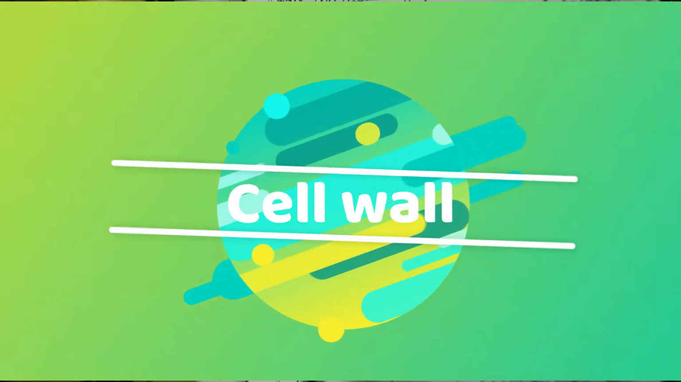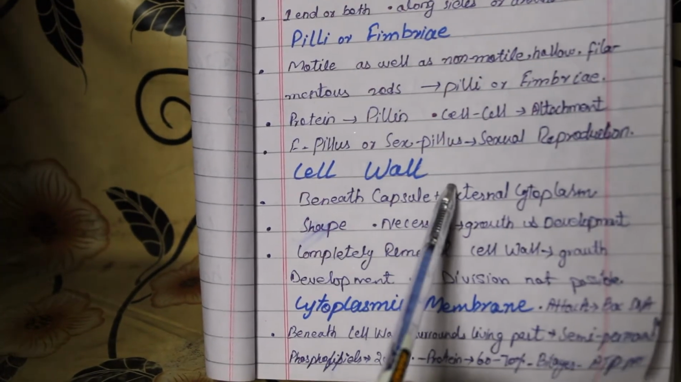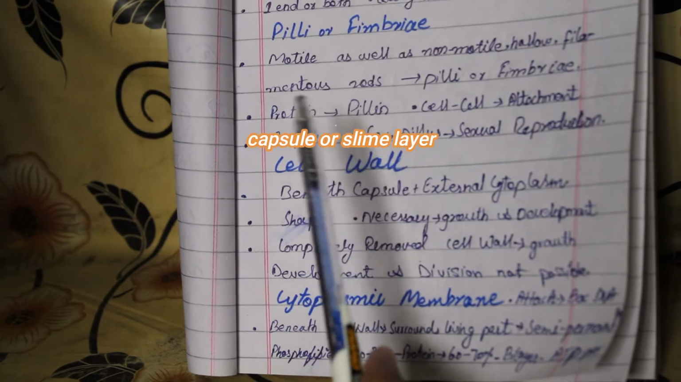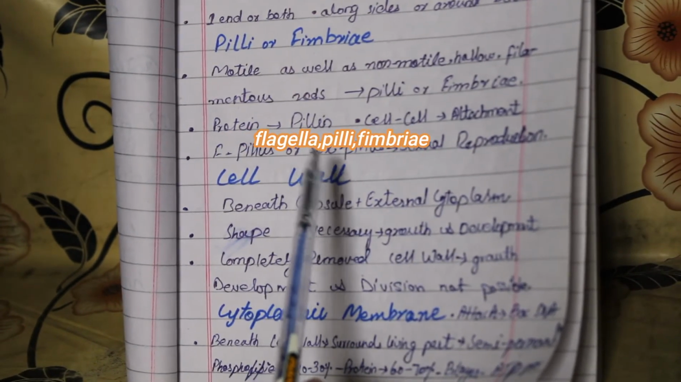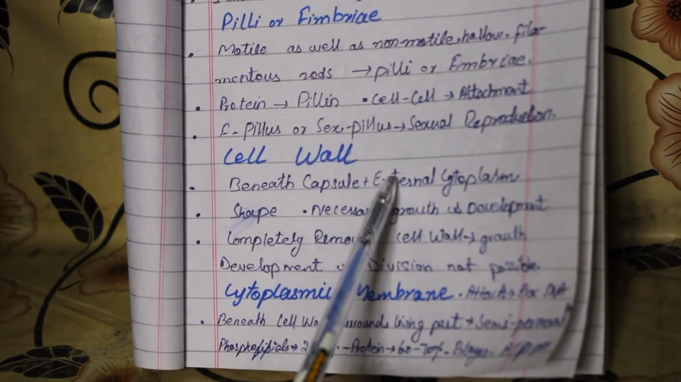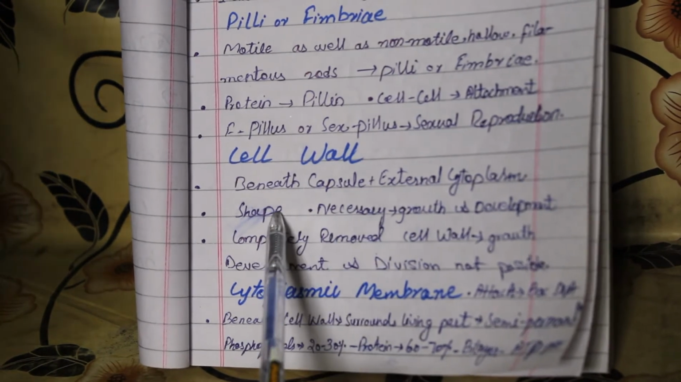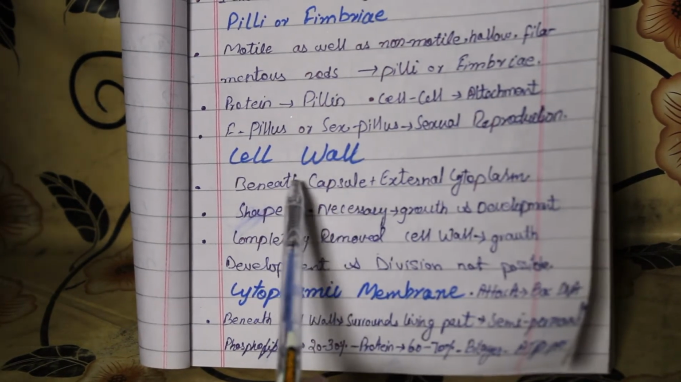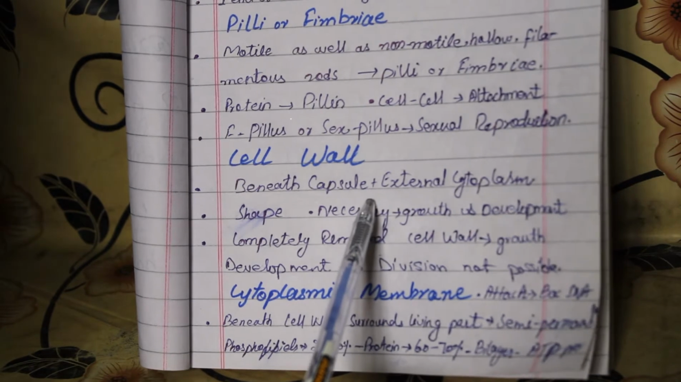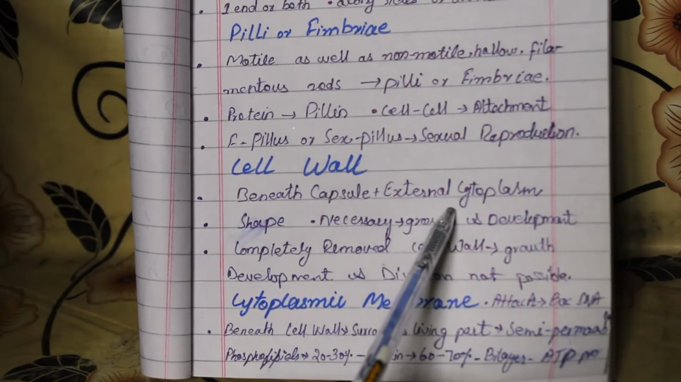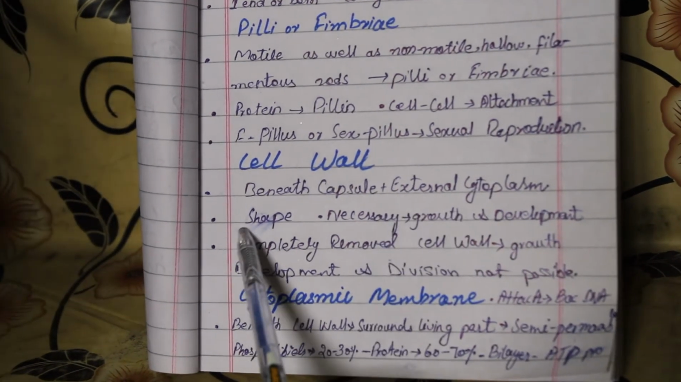Cell wall. The next structure is the cell wall. Outside the cell wall we have studied the capsule, slime layer, flagella, Pilli or Fimbriae, and now the cell wall. The cell wall is beneath the capsule. So the location of the cell wall is beneath the capsule and external to the cytoplasmic layer. So what does the cell wall do?